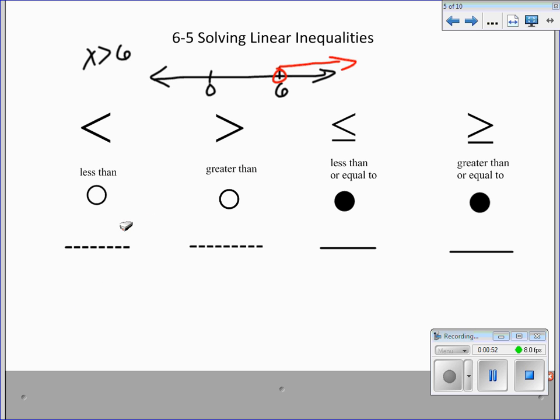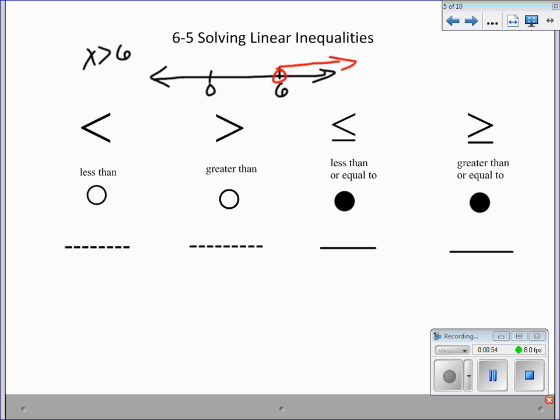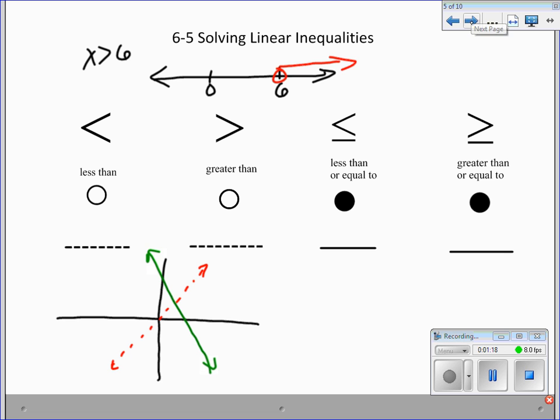These are the new parts, though. Today, instead of graphing it on a number line like this, we're going to be graphing it on a coordinate plane. And the lines that we graph are either going to be dotted like this, or they might be solid. Both of them, though, should have the arrows. And then what we're also going to be doing is some shading.